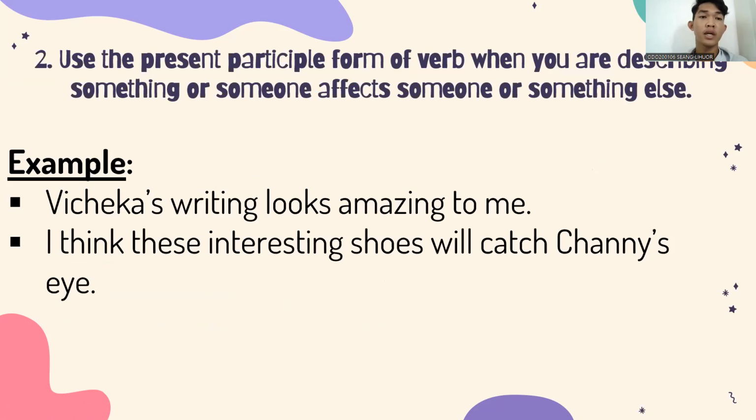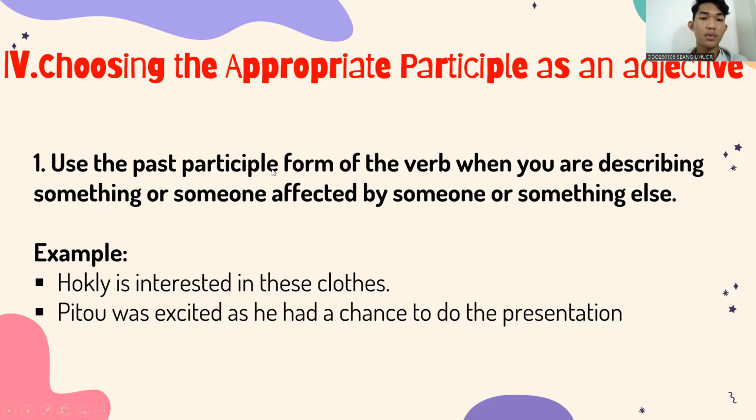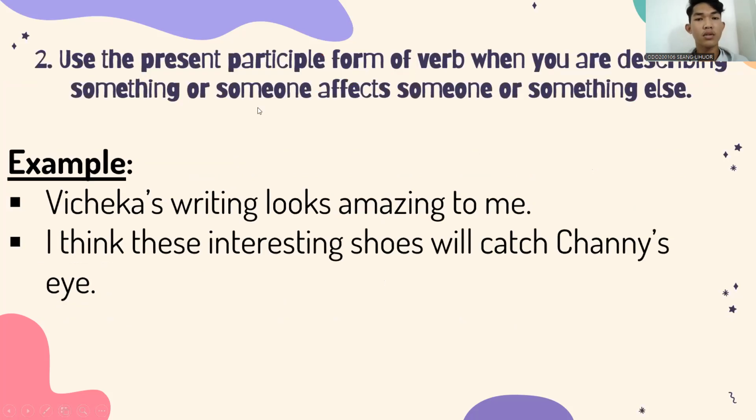So here's the number 2 that I'm talking about: the present participle form of a word, when you are describing something or someone that affects someone or something else. So here's the point that I want you to notice: describing something or someone that affects someone or something else. It is the opposite of the past participle, which is someone or something affected by, whereas here something or someone affects somebody or someone else.